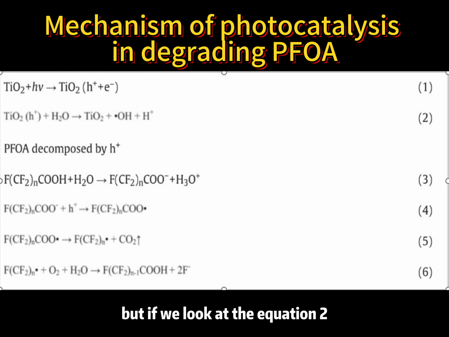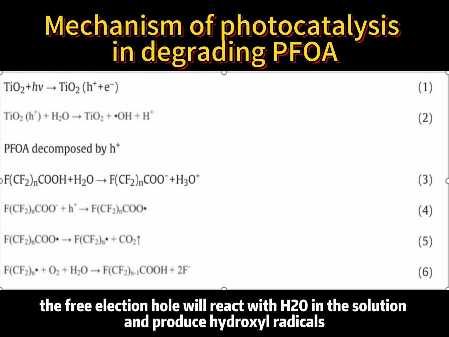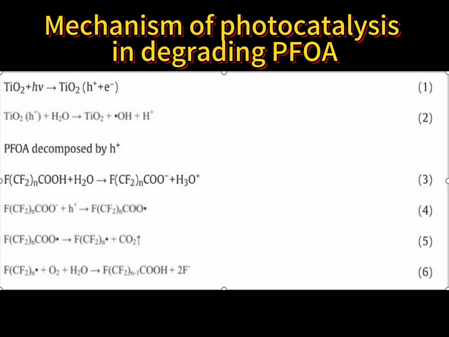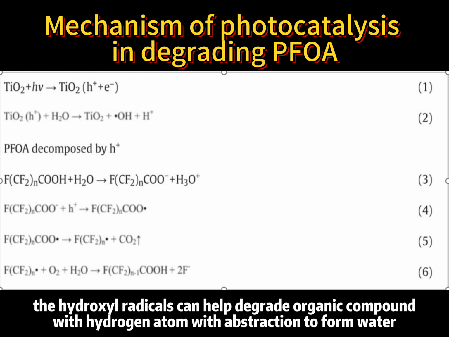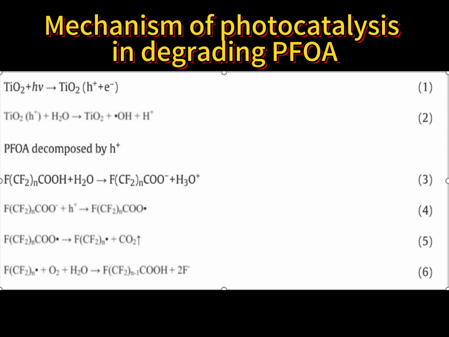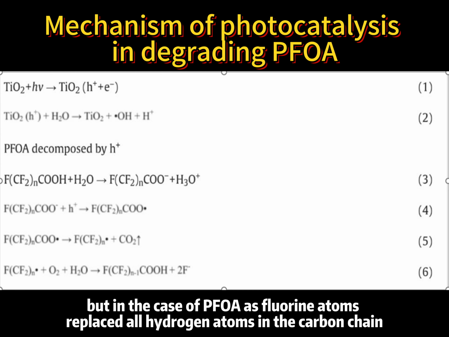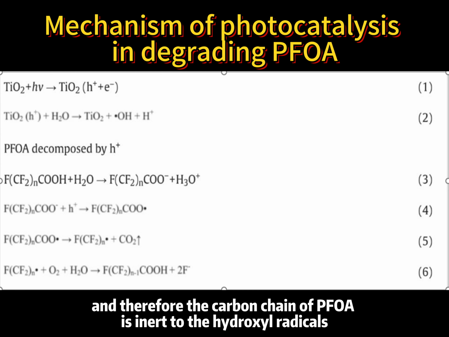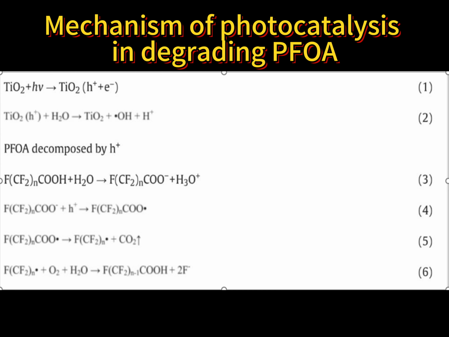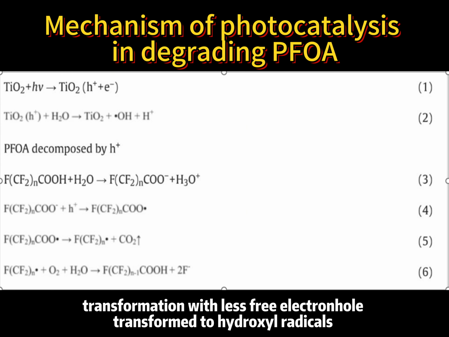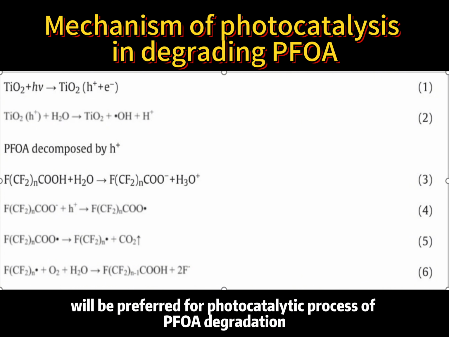But if we look at equation 2, the free electron hole will react with H2O in the solution and produce hydroxyl radicals. The hydroxyl radicals can help degrade organic compounds with hydrogen atoms by hydrogen abstraction to form water. But in the case of PFOA, as fluorine atoms replaced all hydrogen atoms in the carbon chain, the carbon chain of PFOA is inert to the hydroxyl radicals. Therefore, it can be concluded that transformation with less free electron holes transformed to hydroxyl radicals will be preferred for the photocatalytic process of PFOA degradation.